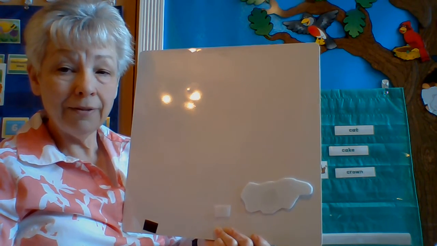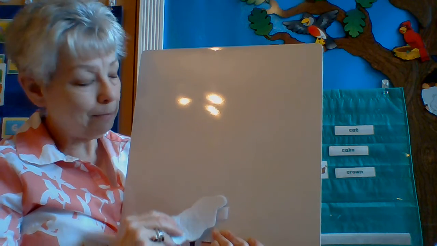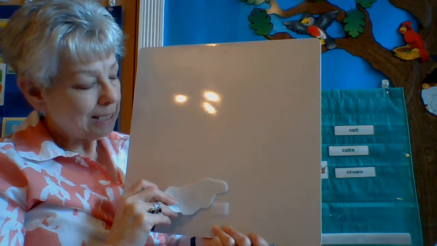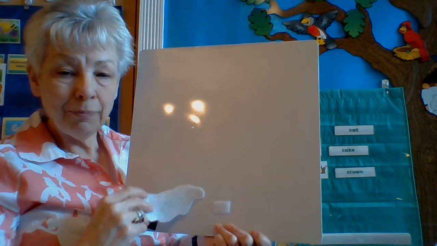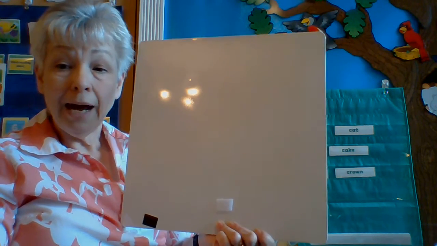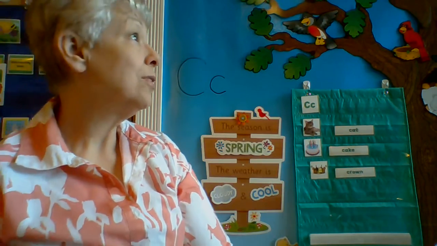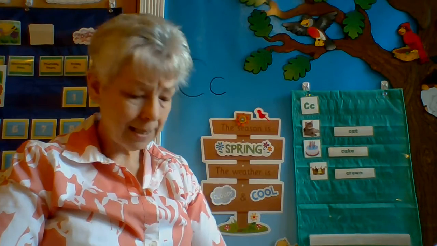And now we have 1 little cloud, floating up high in the sky. He went away when a big gust of wind came by. And now we have no clouds in the sky. That's right. Very good. So I hope you enjoyed this. I'd like to see you try to make some C's today.